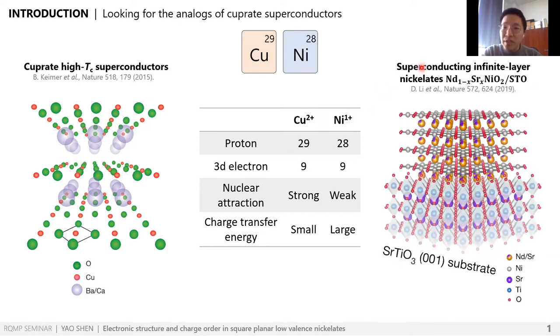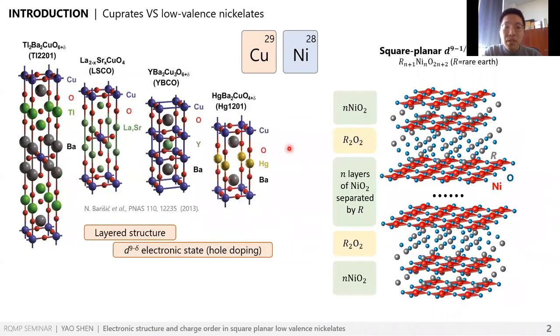However, in fact, superconductivity was finally realized in the low valence nickelates, the infinite layer nickelates in this case, in 2019. People were very excited that although there seem to be some differences between nickel 1+ and copper 2+, superconductivity can be realized somehow. So the first thing people wanted to check after the discovery of superconductivity in low valence nickelates is if there are similarities and differences between cuprates and nickelates, to see which of the properties or features are important for unconventional superconductivity. We'll briefly go through all these points one by one.